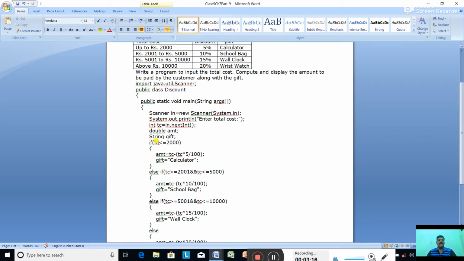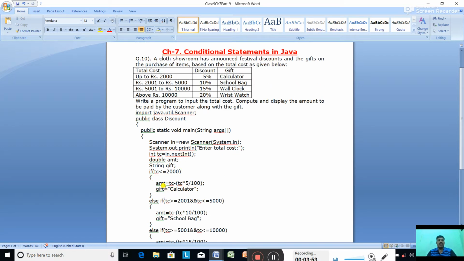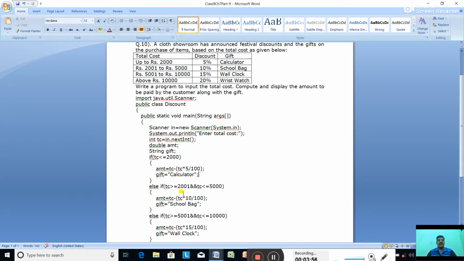If TC, total cost, is less than or equal to 2000, then amount will be TC, that is the total cost, minus TC into 5 by 100. So this is the 5%. This part, after the minus sign, calculates the discount of 5%, and this discount is subtracted from the total cost. So this will be the amount to be paid to the showroom. Okay. What is the gift? Gift is calculator. Discount is 5%. Amount to be paid is this much, and this gift is calculator.